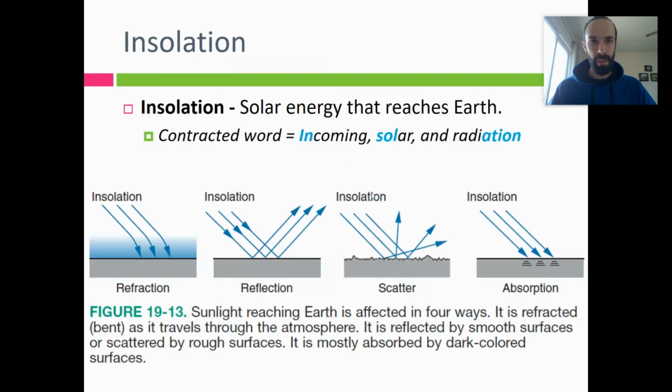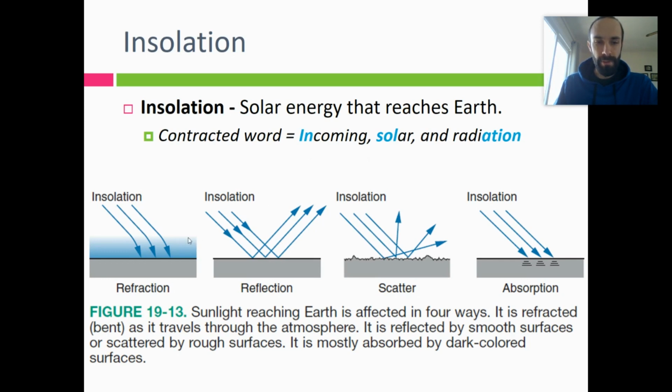Okay? Last thing to talk about here is insolation. Insolation, not insulation like in your house, that's what keeps your house warm. Insolation is a contracted word from three things: incoming, solar, like the sun, and radiation. So it is the energy that reaches the surface or reaches the earth in general. And insolation can change in four different ways.